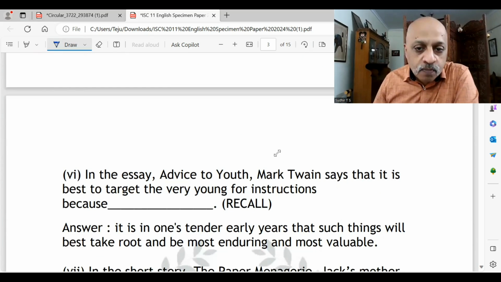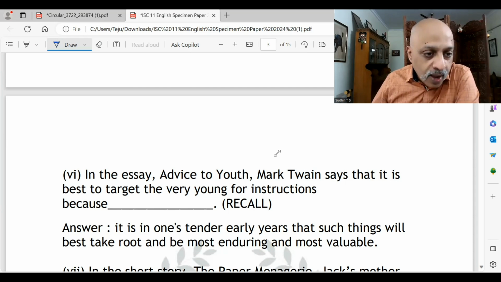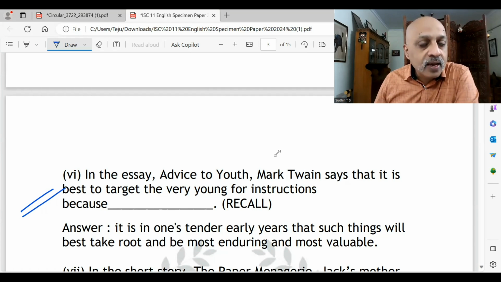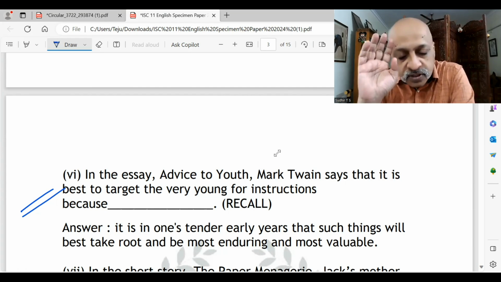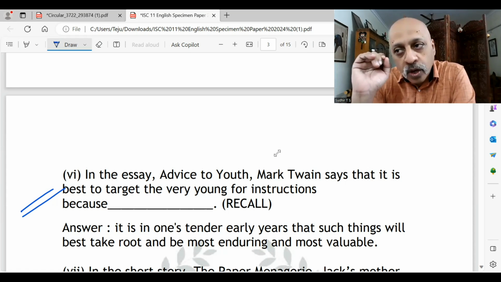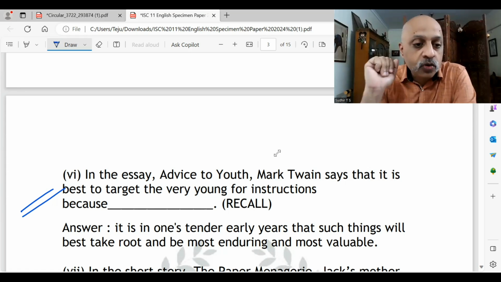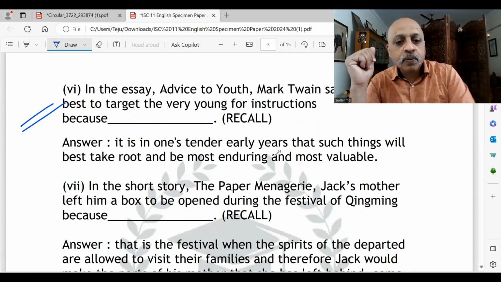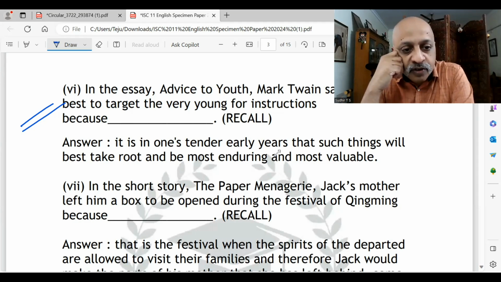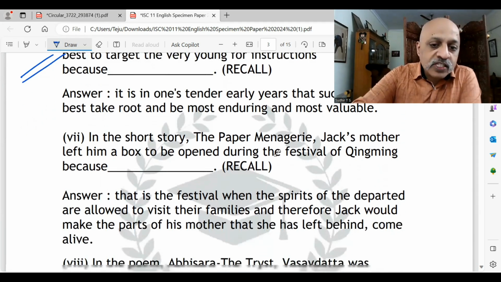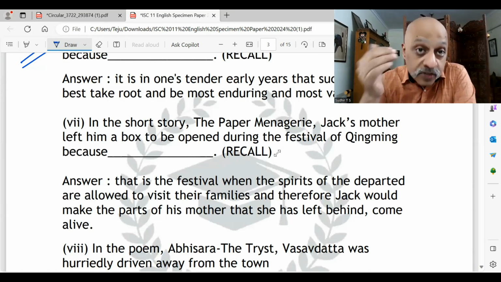In the essay Advice to Youth, Mark Twain says that it is best to target the very young for instructions because it is in one's tender early years that such things will best take root and be most enduring and most valuable. Again, this is directly from the text. The reasoning questions you will mostly get directly from the text. So if you read the text, these 10 marks will be in your pocket. So that is the approach you need to have. In the short story, The Paper Menagerie, Jack's mother left him a box to be opened during the festival of Qingming because that's a festival when the spirits of the departed are allowed to visit their families.